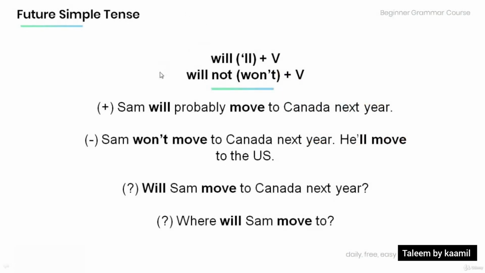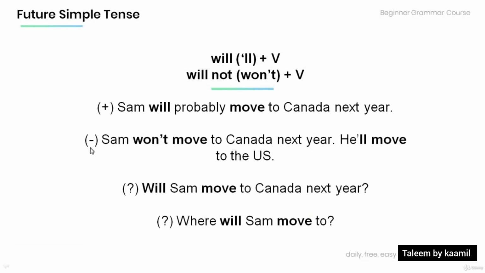Now let's have a look at the use of will plus verb, the negative will not or won't plus verb. Let's start with the positive sentence. Sam will probably move to Canada next year. Future prediction.